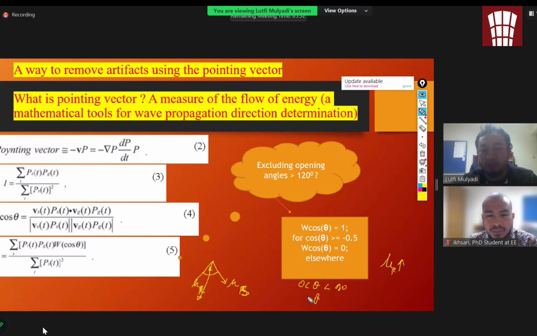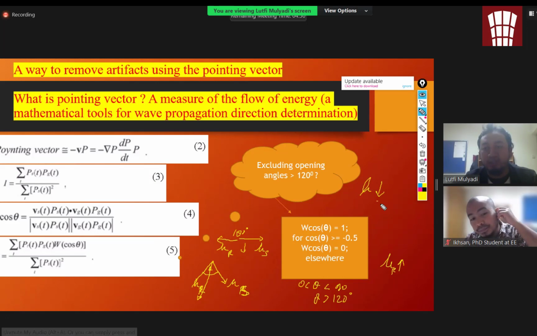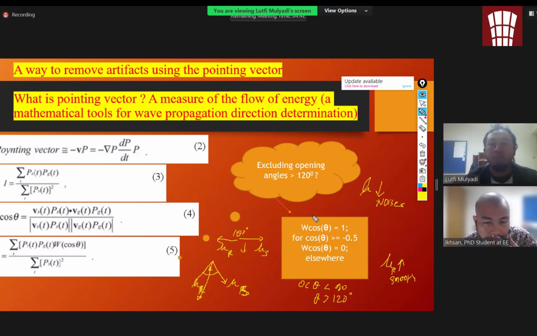But if the angle is greater than 90, or we can say greater than 120 degree, the vector is 180 maximum, right? This is the K of receiver. This is the K of source. This is 180 degree. What happens if I have this vector? It can be 0, right? Or it can be low. Low wave number, if I have low wave number, it gives me the noise or the artifact. If I have the high wave number, this is smooth. That's why I want to exclude the angle greater than 120 degree, because I want to remove the noise, because I want to remove the artifacts.